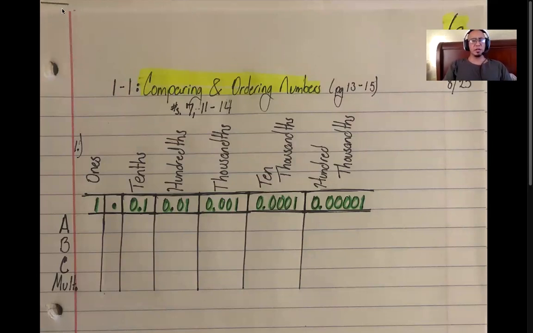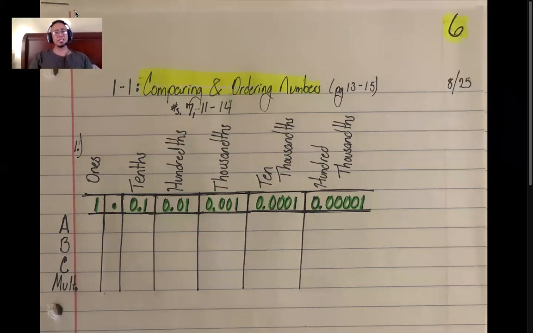Once again, please take some time to take out your physical notebook. I recommend that you pause this video as you copy down the heading, as well as the big number 6 up here on the right-hand side, as this is our 6th lesson. Again, this is our 6th actual lesson. And today we're going to go over 1-1, comparing and ordering numbers. You will find this on page 13 through 15.